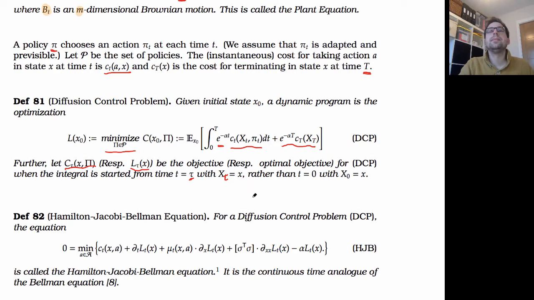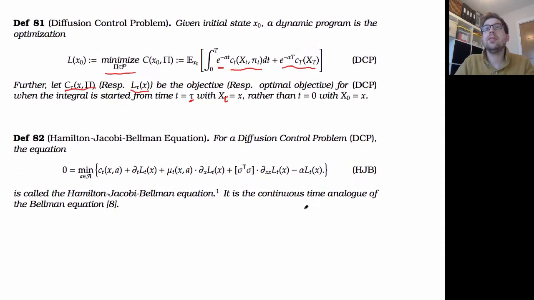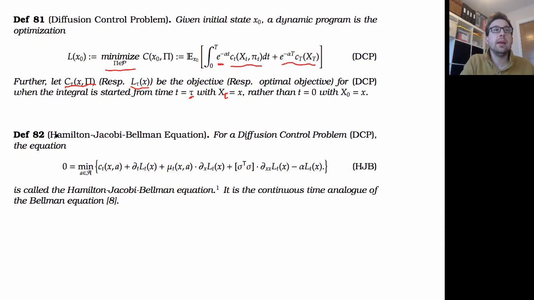So essentially we're looking to minimize the expected costs over the different paths of the stochastic integral. And again we're going to have the analogue of the Bellman equation for this type of problem. Specifically, the Hamilton-Jacobi-Bellman equation for a diffusion control problem is the following.